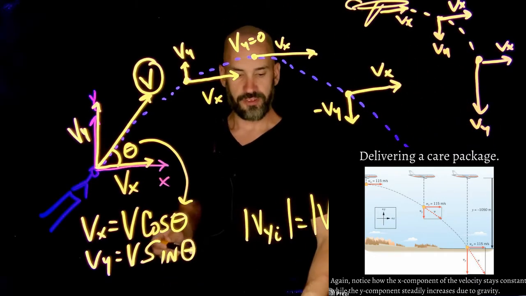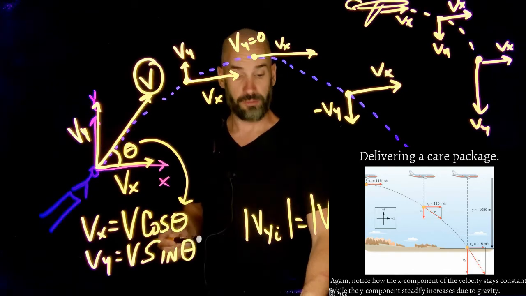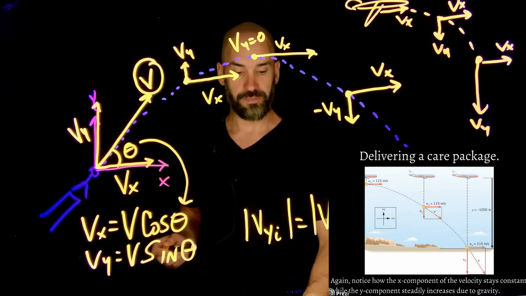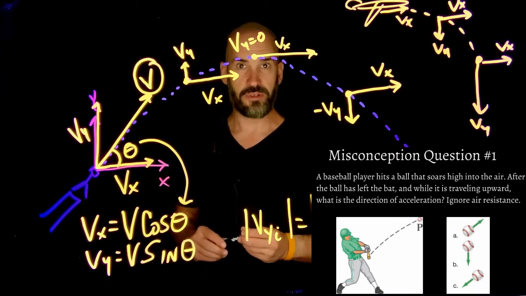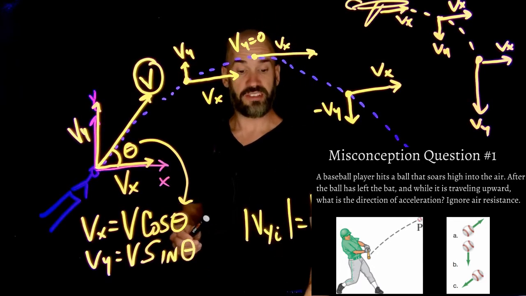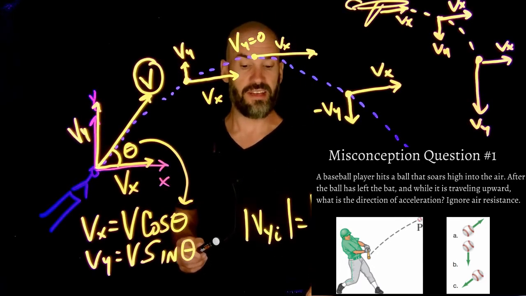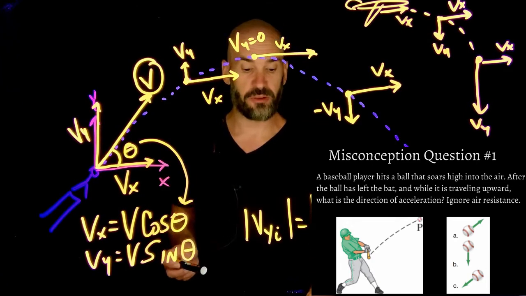So again, notice how the x component of the velocity stays constant, while the y component steadily increases due to gravity. The next slide is misconception question number 1. The baseball player is hitting the ball that soars high into the air. After the ball has left the bat and while it is traveling upward, what is the direction of the acceleration?